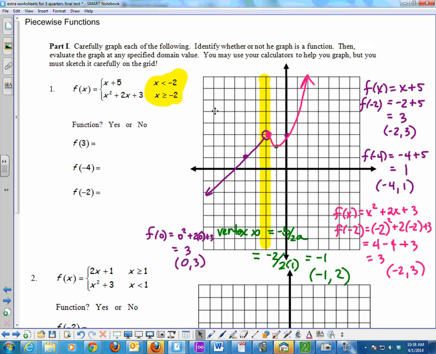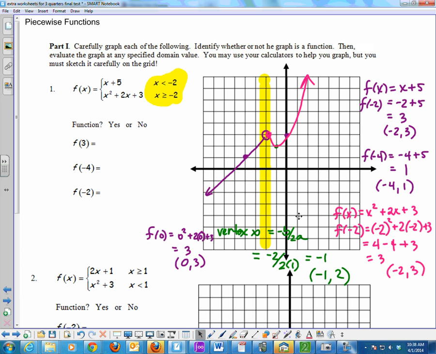Okay, I then plugged in another point less than -2, so I chose -4. Plug that in, the y value is 1, so -4, 1 was my point. Create the line. The second part of the piecewise is the parabola. I went ahead and plugged in the boundary value of -2, plug that in, the y value is 3, so -2, 3. This time it's a closed dot, so that's going to become closed.